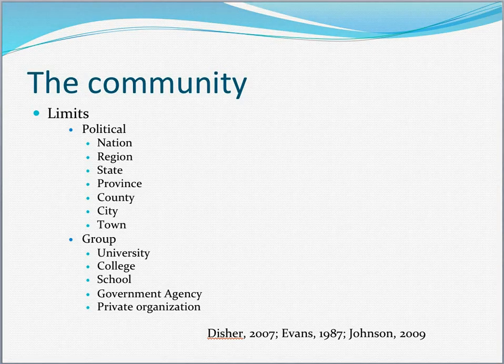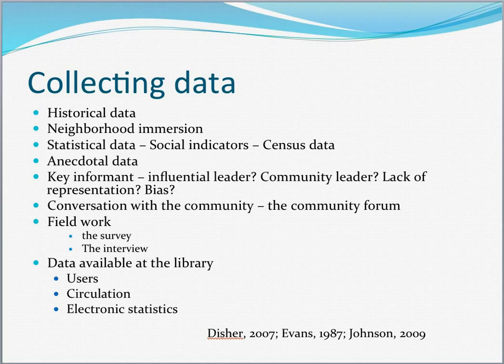Now we have to collect data to know what they need. Several ways to collect data are historical data that we can find in our archives, and neighborhood immersion, that's going to the neighborhood and talking to people, observing and communicating to see what they need and what they are using. That's a great way to find out about their information needs. We may also use, and I think it is very important to use, statistical data, social indicators, socioeconomic indicators, census data, anecdotal data, talking to people.